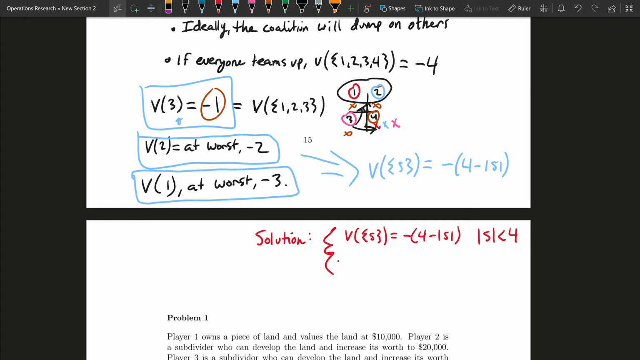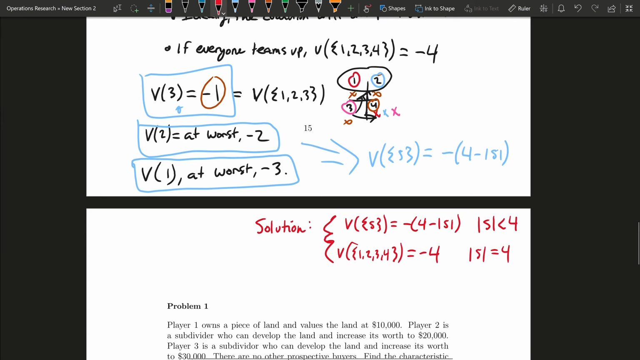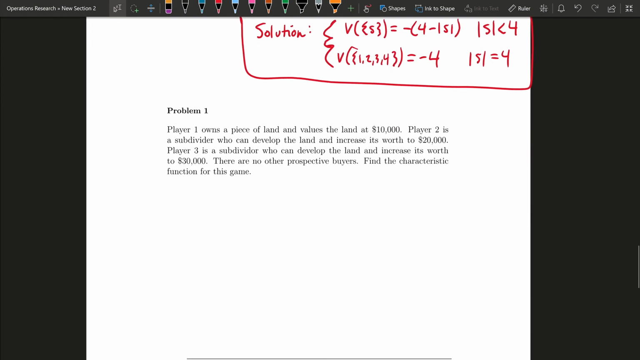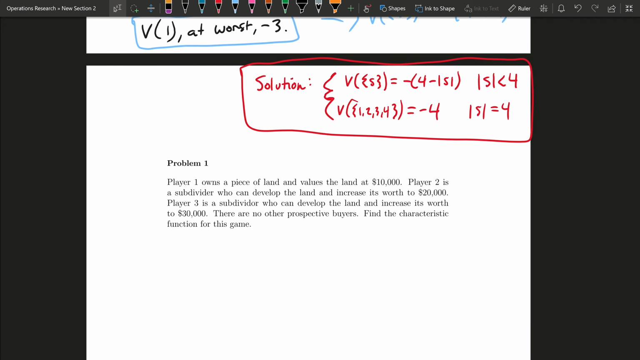And then if we have V of 1, 2, 3, and 4, we're just going to have a guaranteed score of -4. And this will be if the cardinality of S is equal to 4, obviously. So that is going to be our final solution here. And we will move on to problem 1. So again, you guys should be trying these on your own if you want to. And then I'll just be something to look back on afterwards.